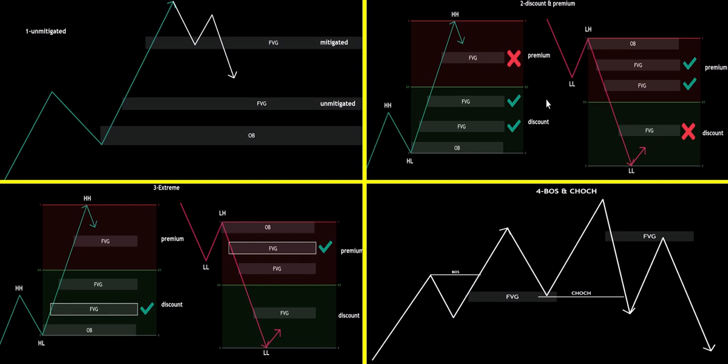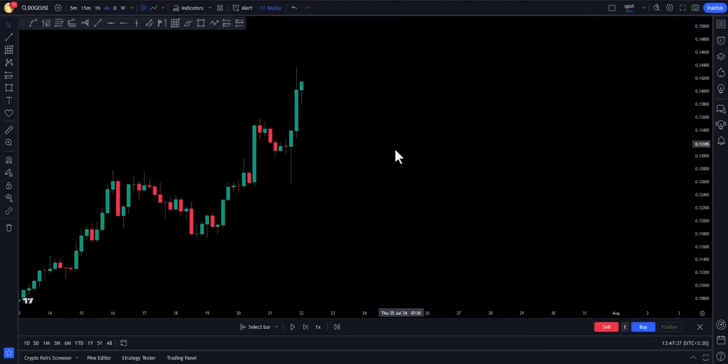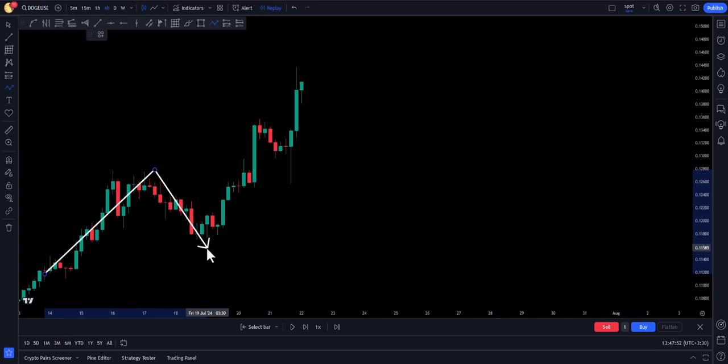Rule number 3. A fair value gap located in the extreme zone has a higher priority. Rule number 4. The fair value gap must result in a break of structure, BOS, or change of character, CHOC. Now let's look at some examples. I'll use the 4-hour chart of Dogecoin as an example. When you open the chart, the first thing you should do is identify the market structure. As you can see, the market is in an uptrend.